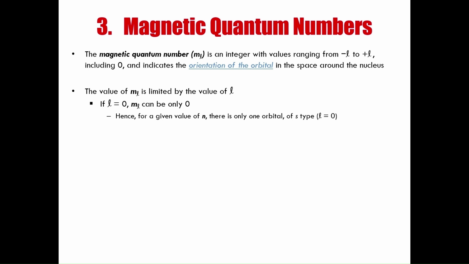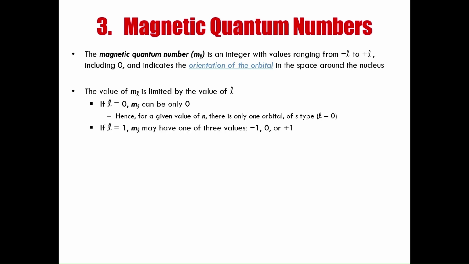So, if I have L equals 0, ml can only be 0, because negative 0 and positive 0 is 0. So that's why for, say, energy level 1, n equals 1, I only have one possible type of orbital, L equals 0, which is an S type. In fact, the reason for that is because of ml. Now, if that doesn't make sense, it will when we go over the next point.